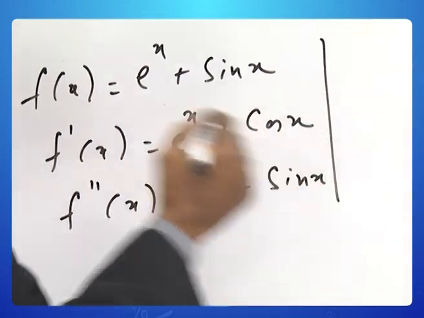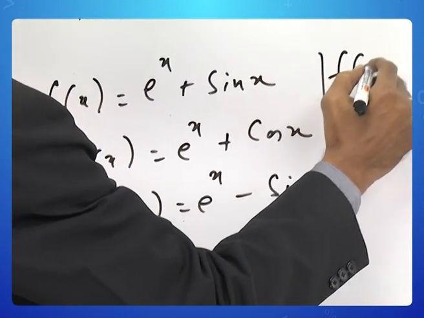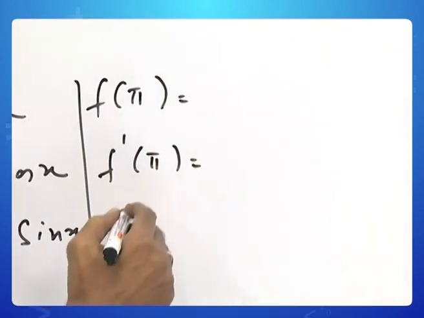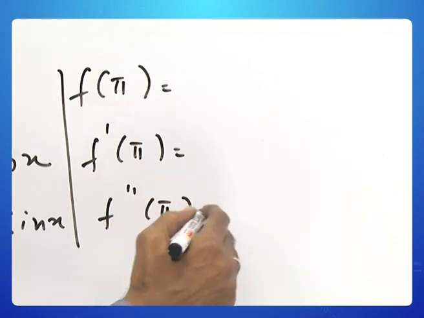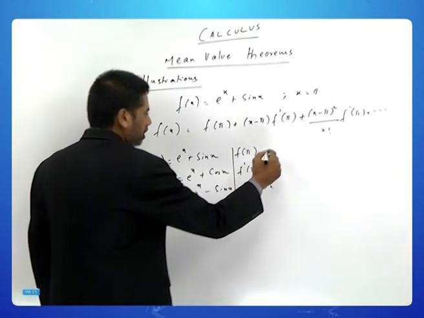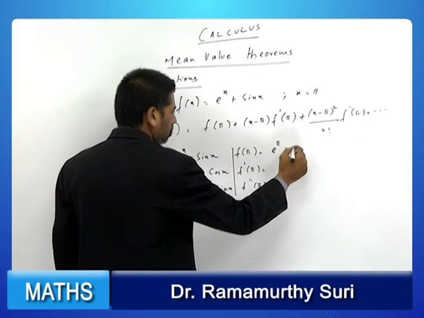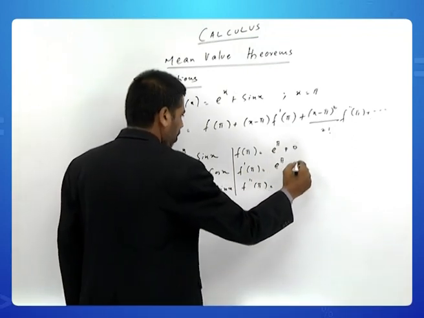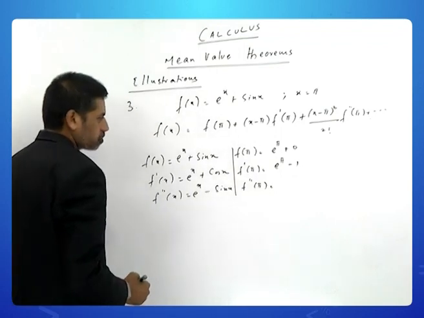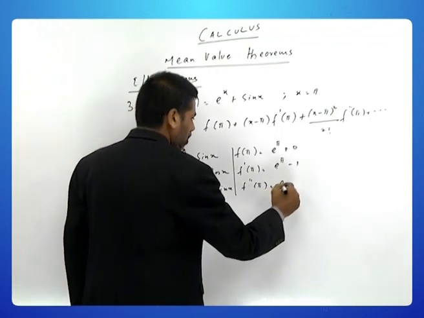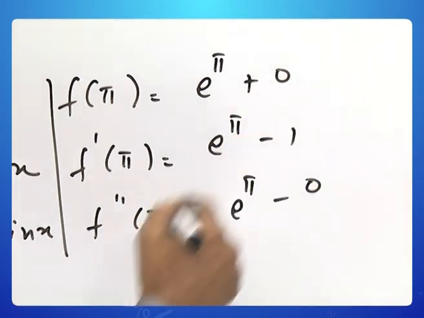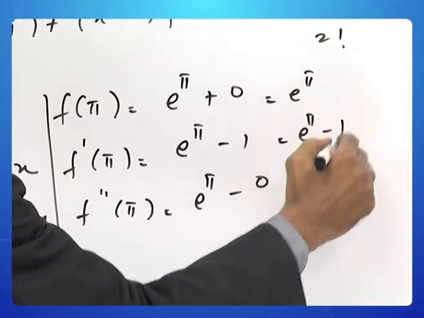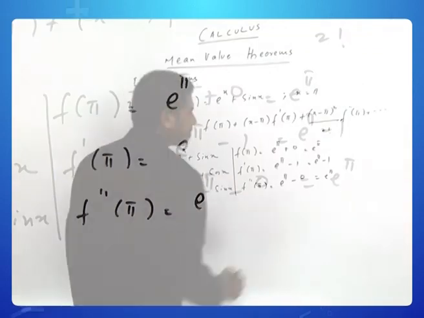Okay. Now, we will estimate f of pi, f dash pi, f double dash pi. So, we will get e power pi plus sin pi is 0, e power pi plus cos pi is minus 1, then e power pi minus 0. So, this is e power pi minus 1 and e power pi.